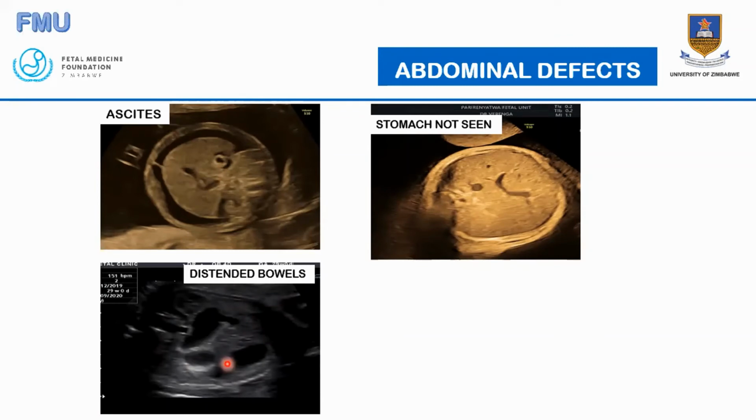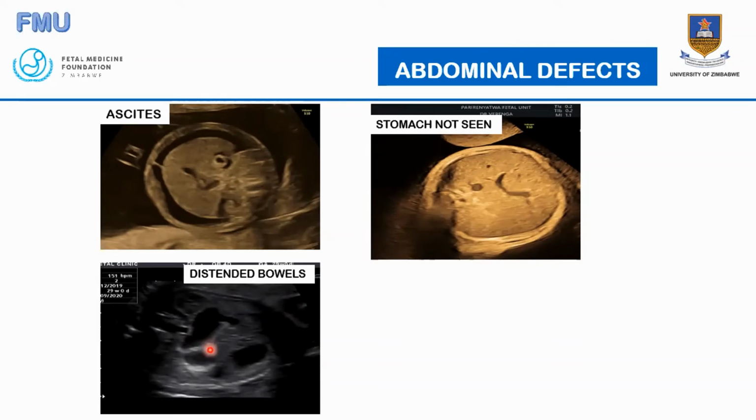Ileojejunal atresia does not often come with ascites because it's lower down from where the water is absorbed. So they don't often come with ascites, but with polyhydramnios. So don't look for polyhydramnios in these cases. Sometimes we may have volvulus conditions. They may also exist in the fetus, and all these babies will need to be counselled.